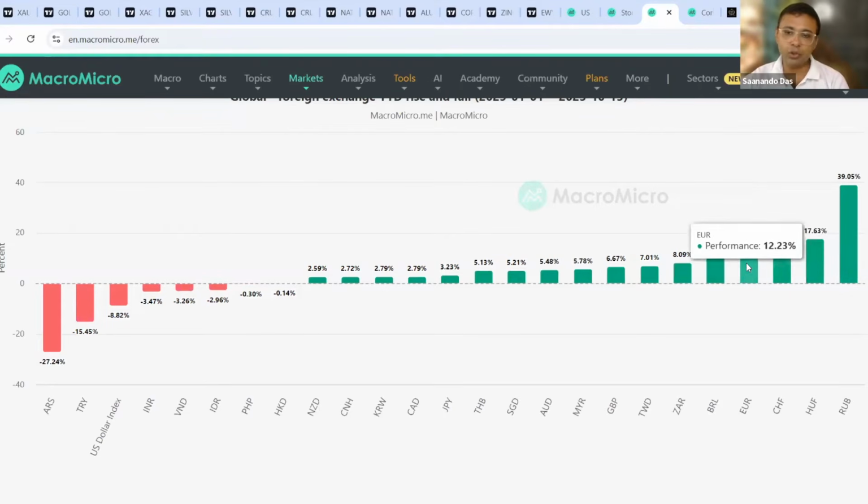I've invested in euro. We can do it via ETF, exchange traded fund. Whereas Indian rupee turned out to be one of the worst performers in the group, down 3.5%. The worst in the group is Argentinian peso, which is down about minus 27%.